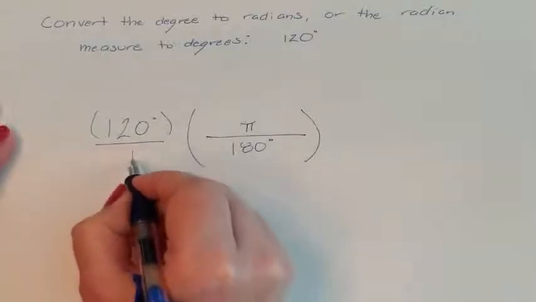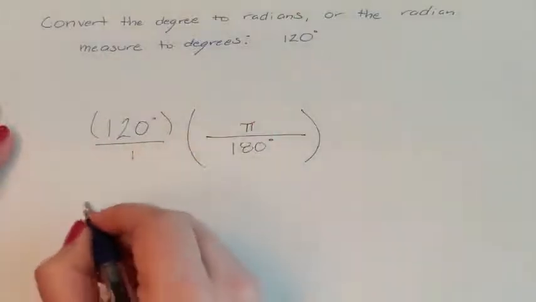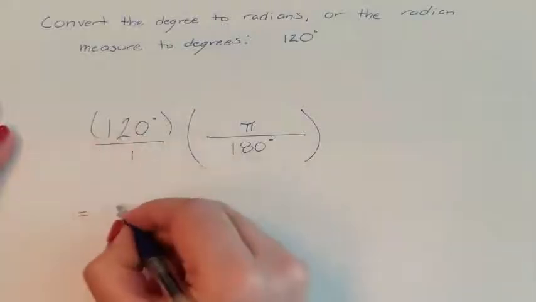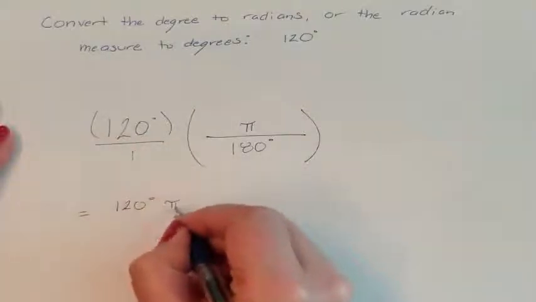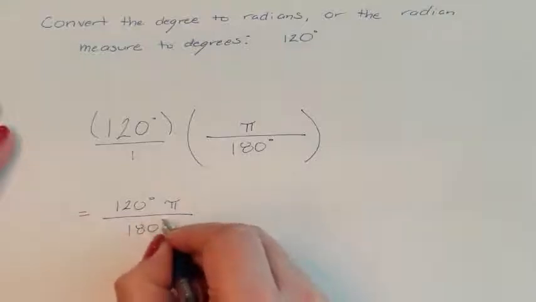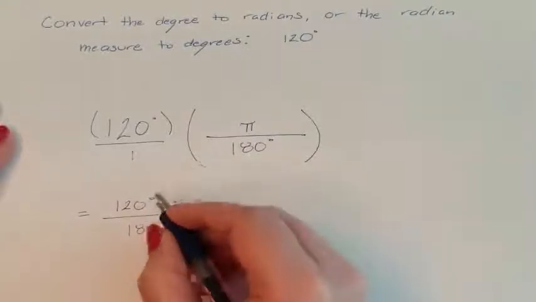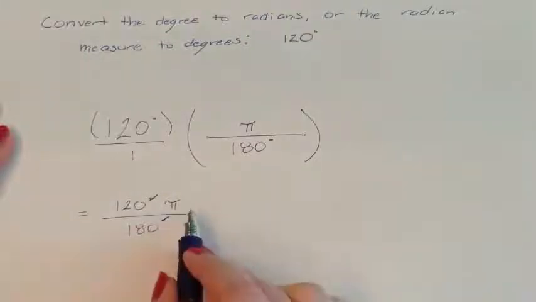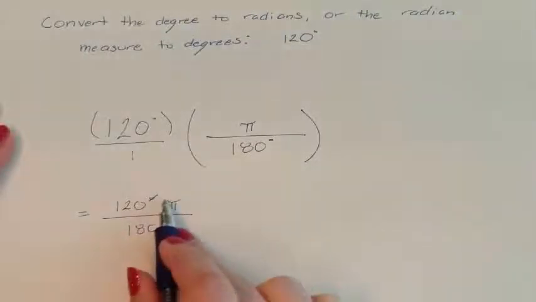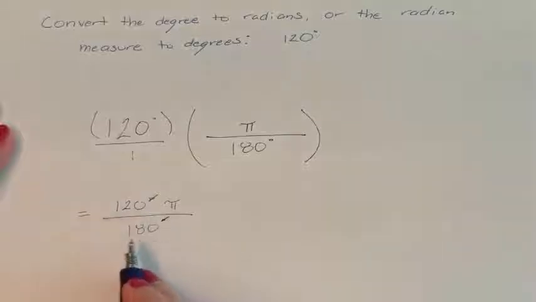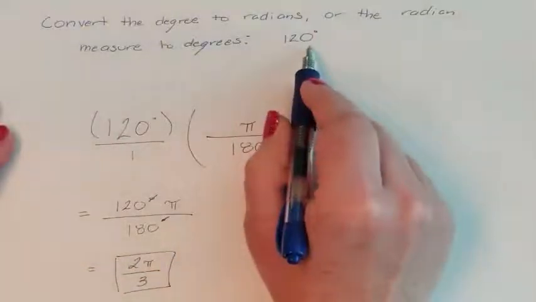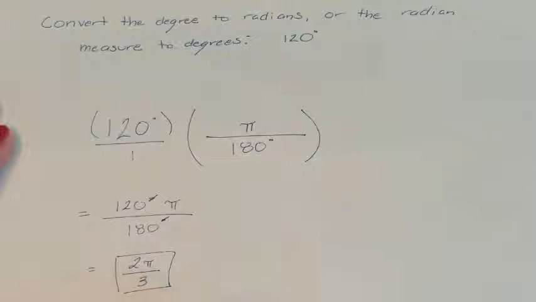Now if you put this over 1, we have a fraction being multiplied by a fraction. Remember, that means you multiply straight across. So we have 120 degrees times pi divided by 180 degrees. Degrees divided by degrees cancel each other out, so we're just left with radian units. Now you need to simplify 120 over 180. Using your fractions, this gives us 2 pi over 3. And we're not going to write the word radians. It's assumed it's in radians because there's a pi in it.